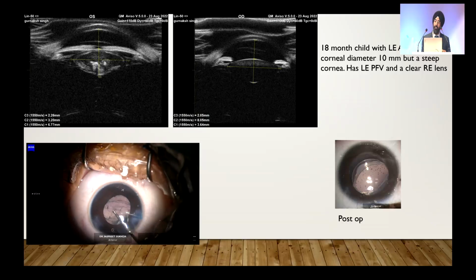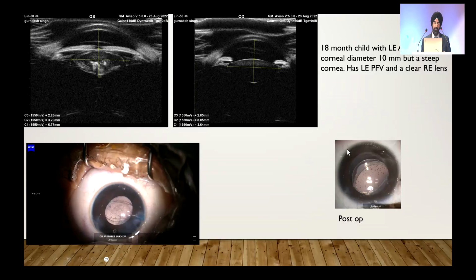Posterior optic capture was getting the haptics in the bag and the optic behind the posterior capsule. In bicapsular capture, it is your haptics in the sulcus and the optic is going behind the posterior capsule. So you can see here both the anterior and the posterior capsule are oblong. So that's the indication.